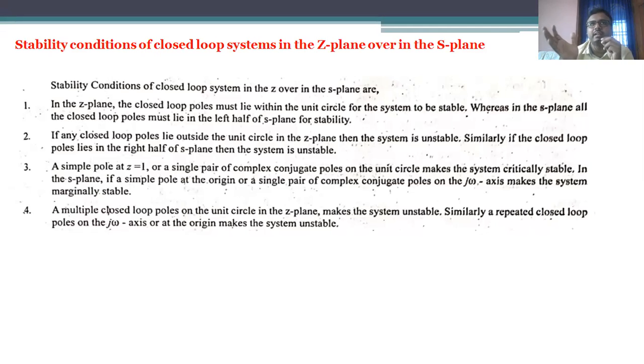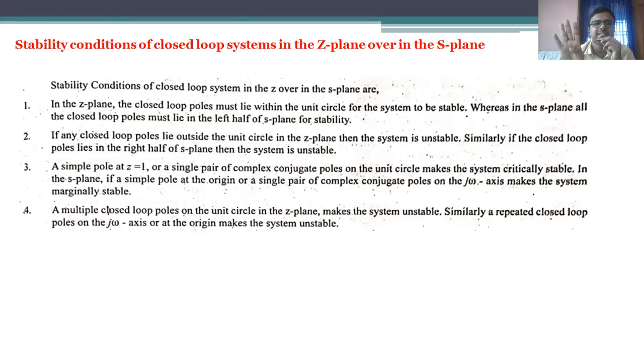Similarly, compared with the S-plane, if multiple poles of the closed loop transfer function are presented on the j omega axis or at the origin, then that particular system is treated as an unstable system. These are the four conditions.